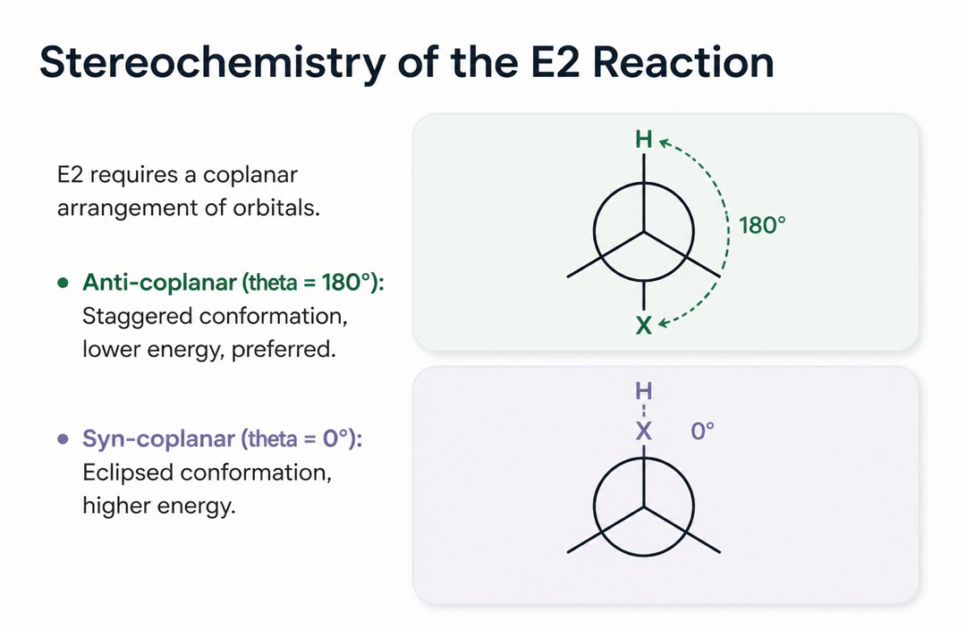There are 2 ways to achieve this: anti-coplanar, where the hydrogen and leaving group are 180 degrees apart, and syn-coplanar, where they are 0 degrees apart. The anti-coplanar conformation is staggered and lower in energy, making it the highly preferred pathway.